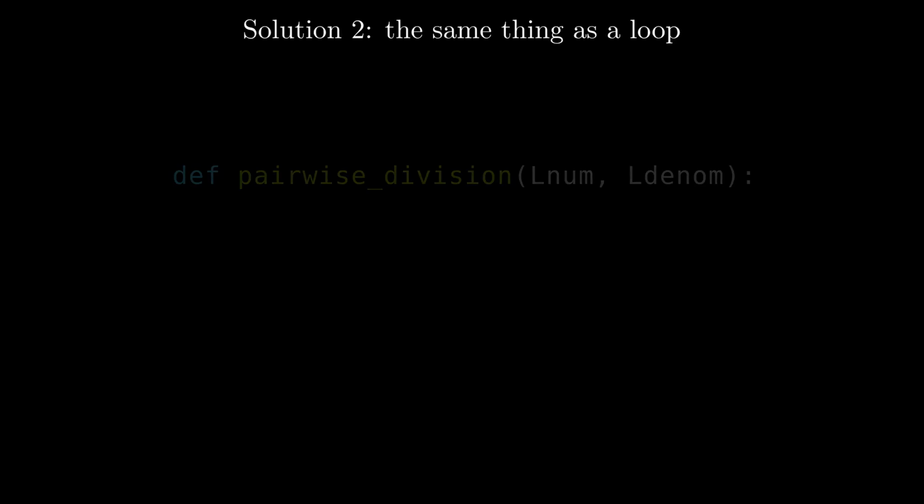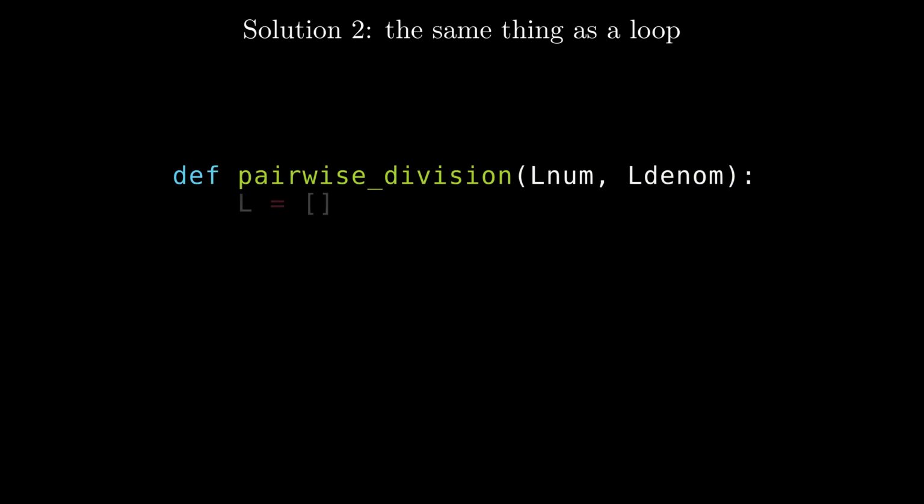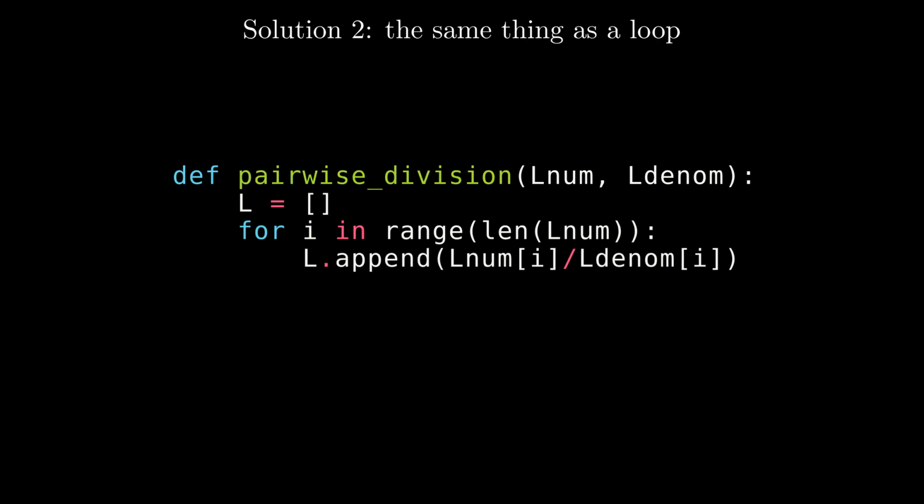Here's the same thing written as an ordinary loop. Start with list L set to an empty list. Then loop, for I in range of the length of lnum, append lnum at index I divided by ldenom at index I. Finally, return L.